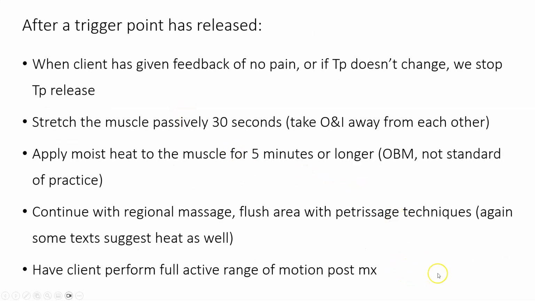After the trigger point's been released, when the client has given the feedback of no pain, or if the trigger point doesn't change, we stop the trigger point release. We stretch the identified muscle passively for 30 seconds, in other words, taking the two attachments away from each other. And again, it's not a standard, but one of the recommendations is to apply moist heat to the muscle for 5 minutes or longer. We continue with our regional massage.